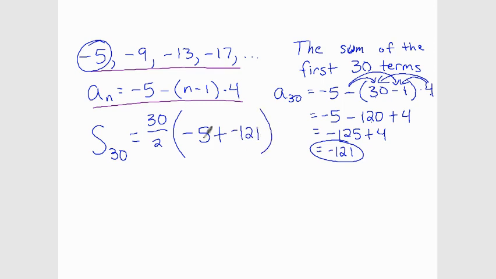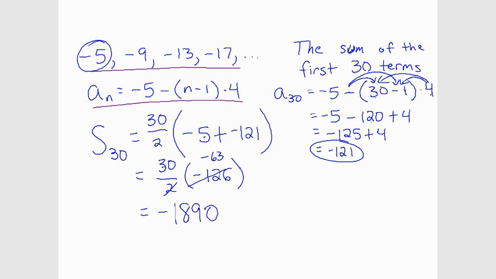Okay, so -5 plus -121. I'll bring my 30 over 2 down, and that is -126. I'll cancel this out to give me -63 with a 2. And then we do 30 times -63. So 30 times 60 is 1,800, and then 30 times 3 is 90. So this gives me -1,890.